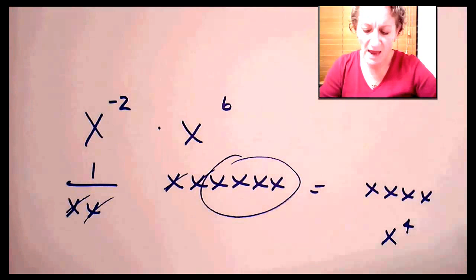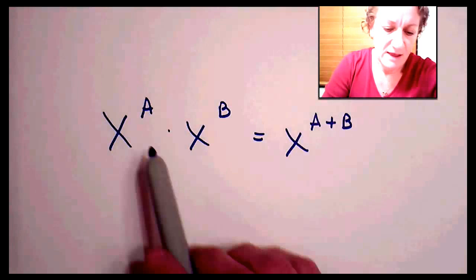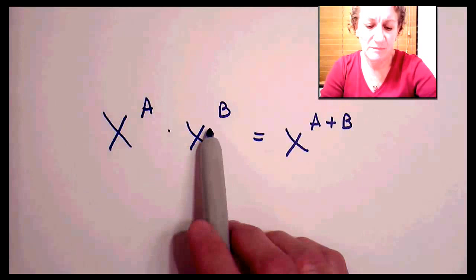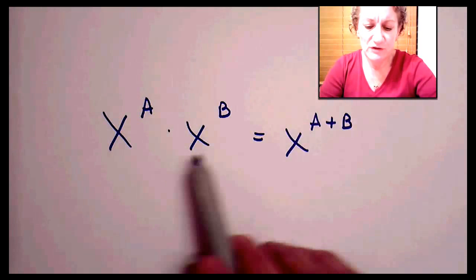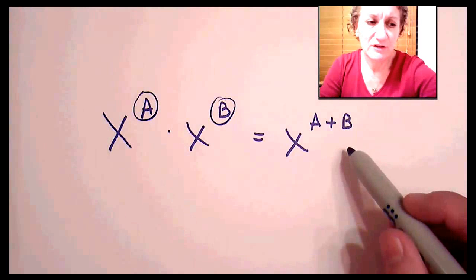So I hope you're seeing a pattern by now. And that pattern shows you that x to the a, whatever a is, it's got to be a number, times x to the b. When you put those together, you simply add the exponents. You add a plus b, and that's your solution.